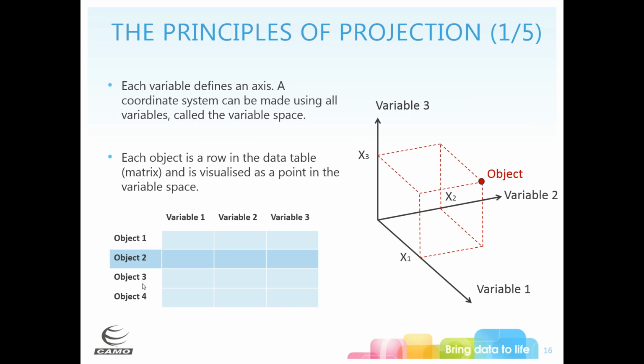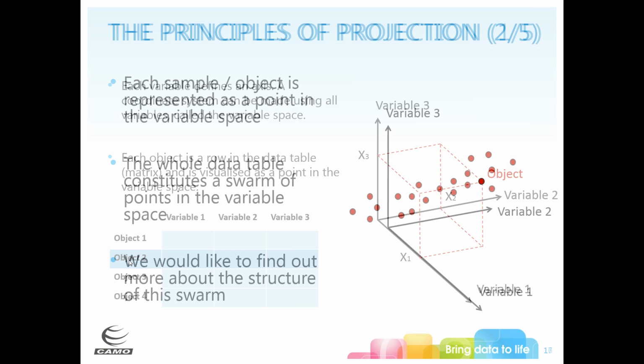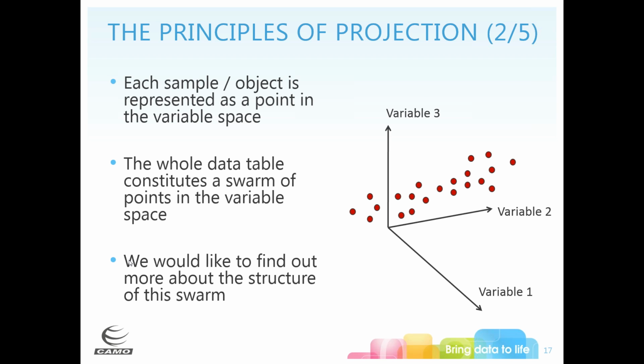So in the principles of projection, each variable is defined as an axis. The coordinate system can be made up using all the variables, and this is called the variable space. This is just an XYZ if you have 3 variables. And each object in a row is a sample, a particular data point in the variable space. So your whole data table is a swarm of points in this variable space. And what we want to do is find out more about the structure of this swarm of data points.